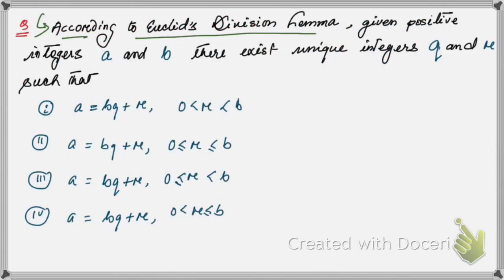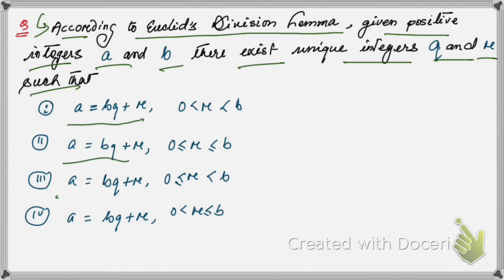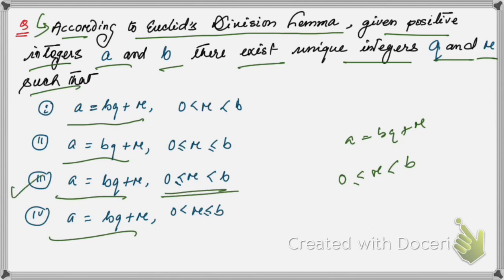Or the same question can be asked in this way also. According to Euclid's division lemma, given positive integers a and b, there exist unique integers q and r such that, so here this condition is correct in all options, the division algorithm a is equal to bq plus r. So we have to check this condition: r is greater than or equal to 0 and less than b. Here the third option is correct. So this is the answer. This question was asked in HSLC 2016. Hope you have understood. Now let's move on to the next topic.